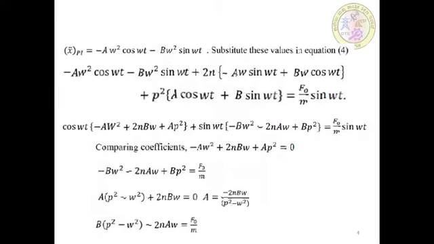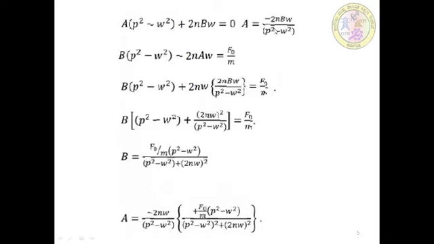So now you simplify the a and b values after putting the boundary conditions, so that at time t equal to 0, the displacement is equal to 0. Putting the boundary conditions, we will have the value a equal to minus 2n b omega divided by p square minus omega square, and similarly after putting the other boundary conditions, we will have the b value.